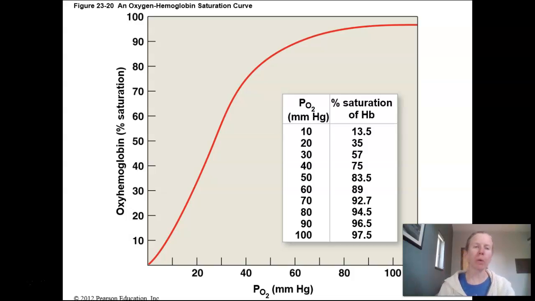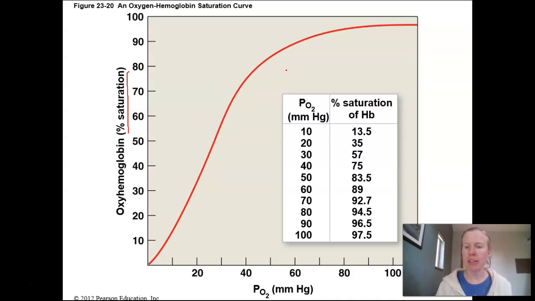But basically what we're measuring here, so notice over here on the y-axis, we are looking at our percent saturation. This is the percentage of all of our hemoglobin that is bound to oxygen, right? How much of it is saturated? How much of it has its 4 oxygen molecules bound?